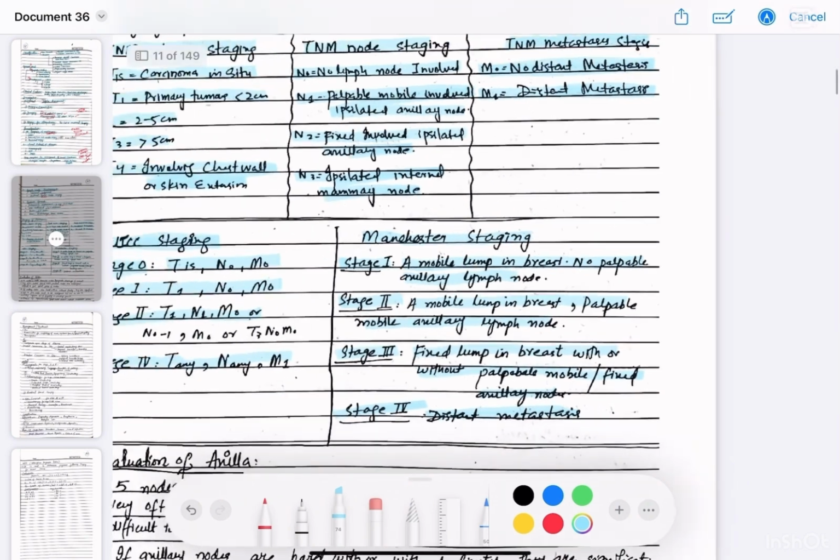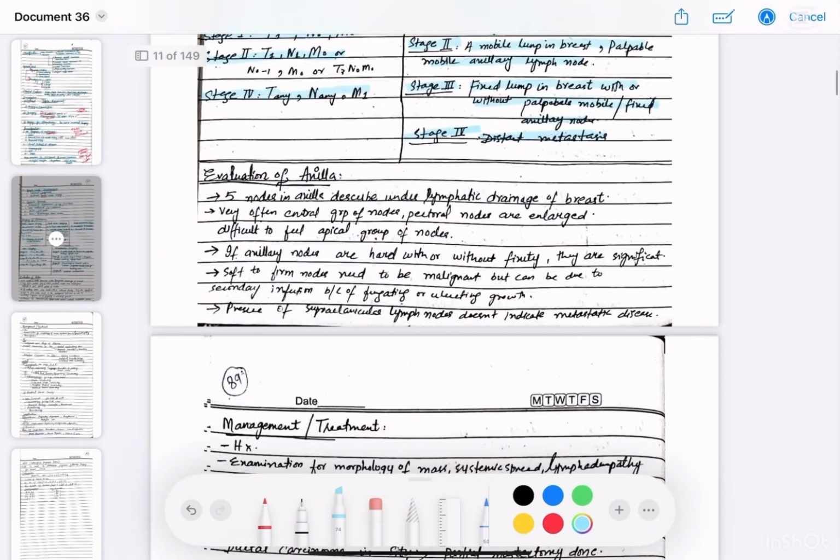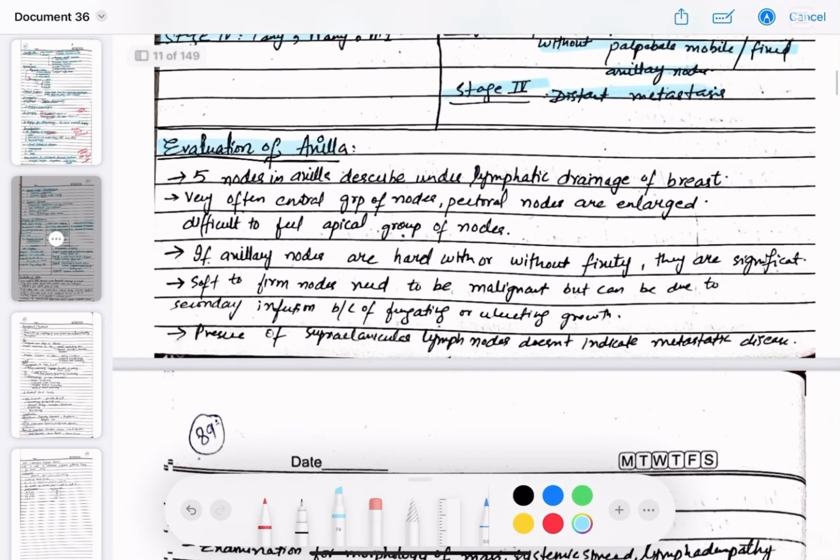Now the evaluation of the axilla. Five groups of nodes in the axilla are described under lymphatic drainage of the breast, and very often the central group of nodes, the pectoral nodes, are enlarged, and the apical group of nodes is difficult to feel. Usually when you do the breast examination, the most common node that is enlarged is the pectoral nodes, and the one that is difficult to palpate is the apical group. You should remember this in case of breast carcinoma.